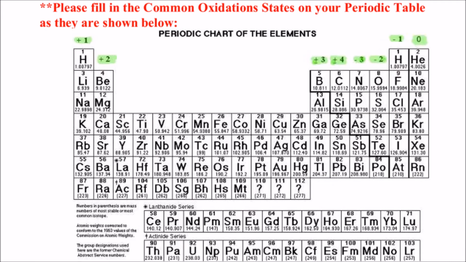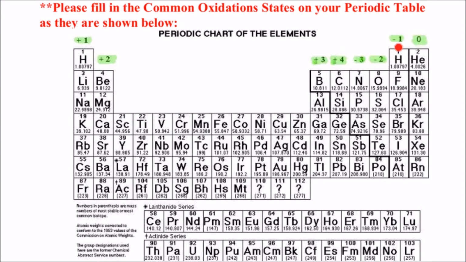Okay, so why don't we fill out our oxidation states on your periodic table. Okay, so get your periodic table out. And above each of the columns, I want you to go through and write the oxidation states that are possible for all the elements in that column. Okay, so we have +1, +2, plus or minus 3, plus or minus 4, -3, -2, -1, and 0. Notice that hydrogen over here, it can be a -1 as well.